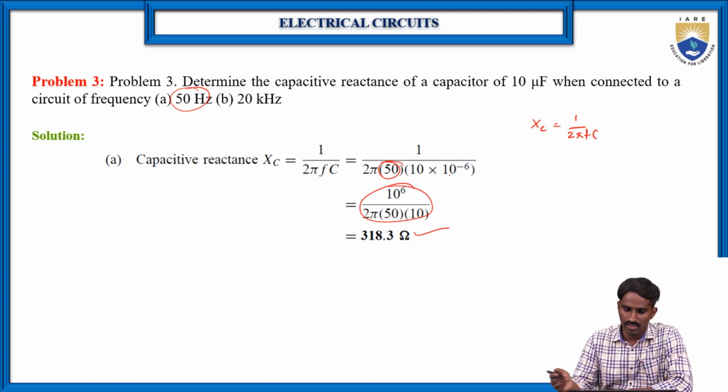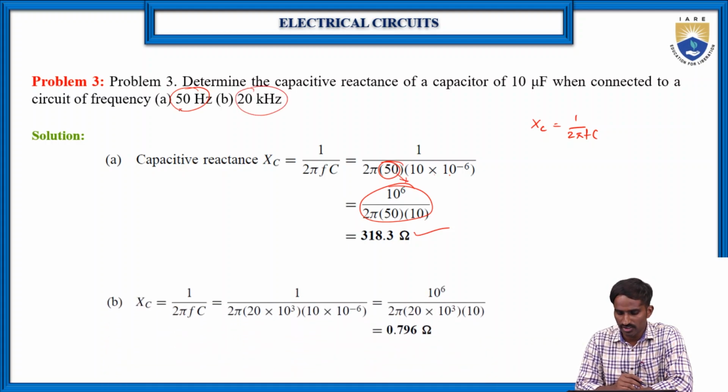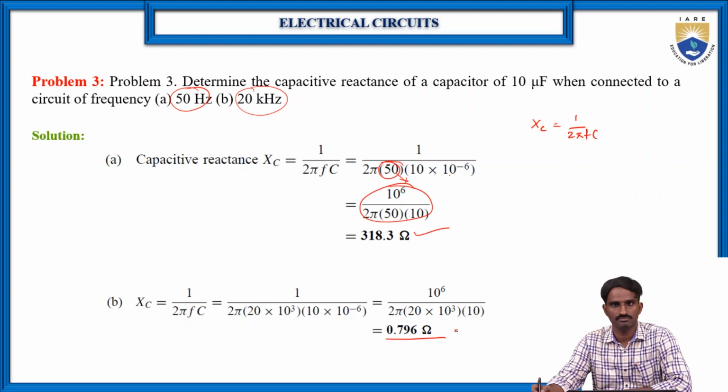Then second case, of course, instead of 50 Hz, you just substitute 20 kilohertz, which means 20 into 10 to the power of 3. Then you will get the answer. In the second case, it is 0.796 ohms. See how simple the problems are. So the only thing is, we have to understand the concept. So based on the concepts, we can remember the equations, and by substituting the given information in the equations, then we can get the solutions.